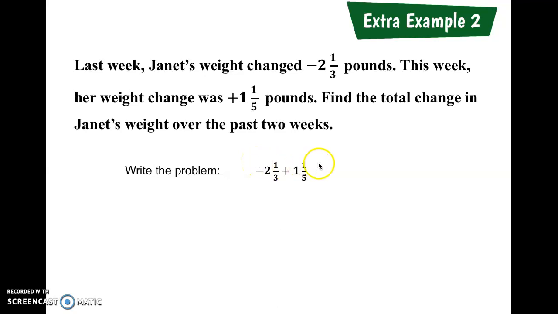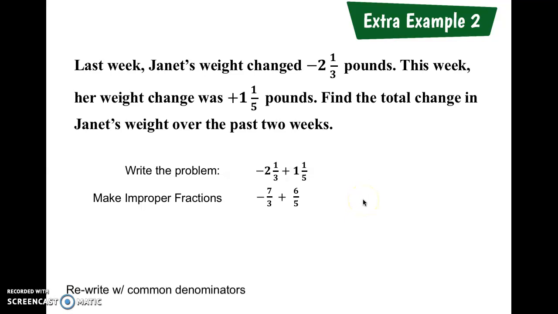-2 1/3 plus 1 1/5. Remember, we now have to make these improper. So 3 times 2 is 6, plus 1 is 7 over 3. 5 times 1 is 5, plus 1 is 6 over 5. Keep that negative sign, right? Now we need a common denominator for 3 and 5. What's it going to be? 15, yep.